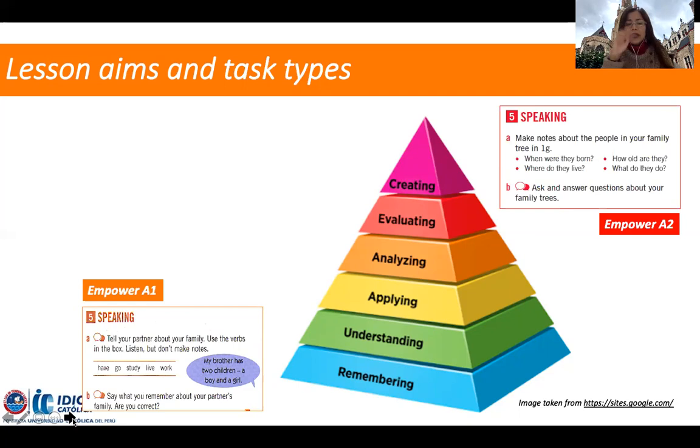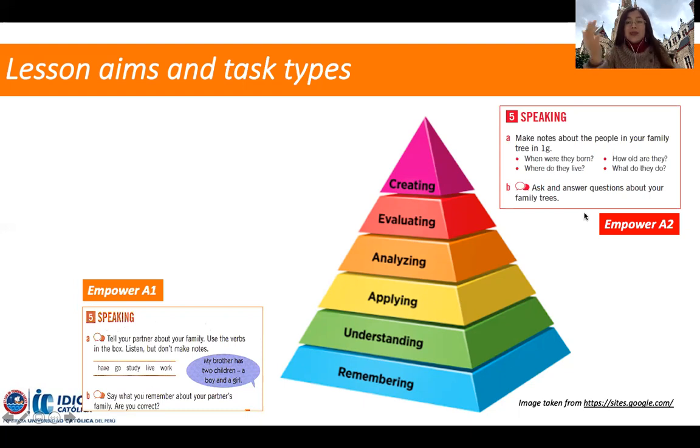No? But don't make notes. Okay, so my brother has 2 children, a boy and a girl. Say what you remember about your partner's family. So here, as you can notice, there is a keyword, which is remember. Remember is at the bottom of Bloom's taxonomy. It's what an A1 student can do. An A1 student can remember and can understand.